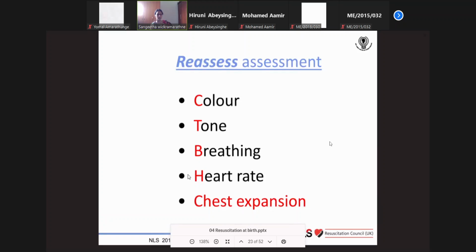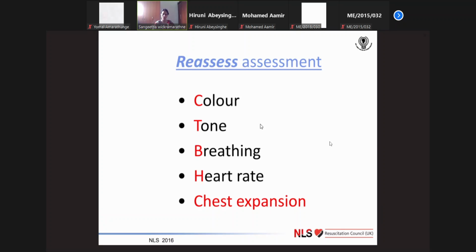Right? Again, after a set of five inflation breaths, you have to assess color, tone, breathing, and heart rate. Here, when you give breaths, when you give inflation breaths or ventilation breaths, you have to expect something more while giving the breaths.